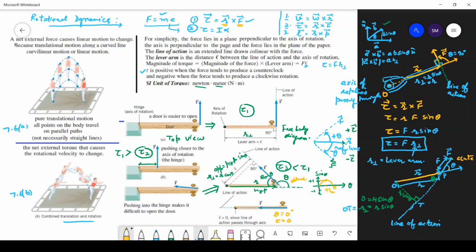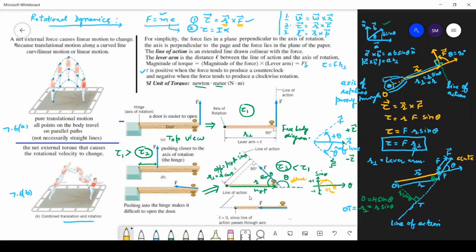Students, sorry, one thing: if theta is 0, then also torque is 0, but in this case actually theta is between R and F. What is the angle between R and F? Yes. What is your R perpendicular here? First of all, what is your R perpendicular here?